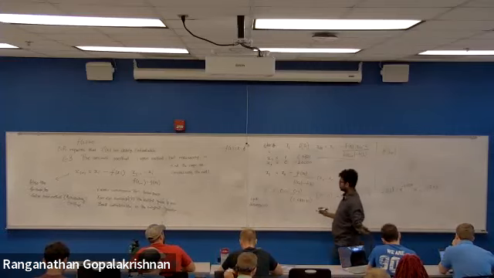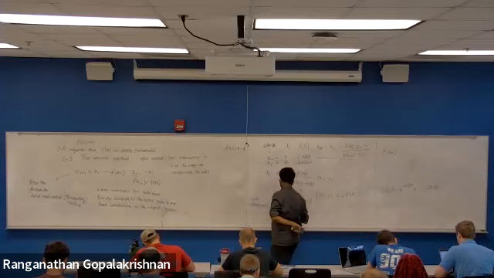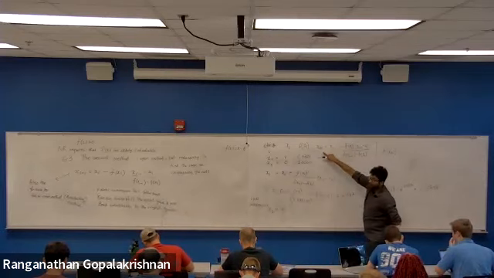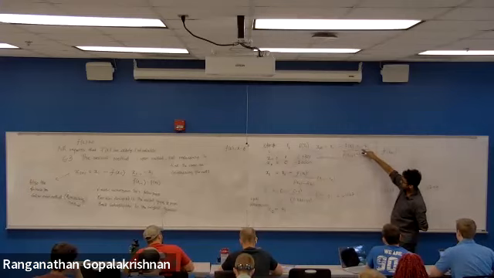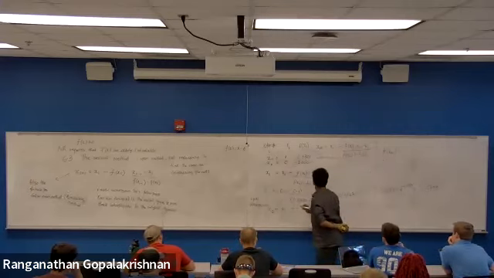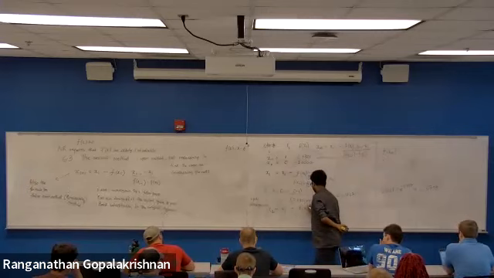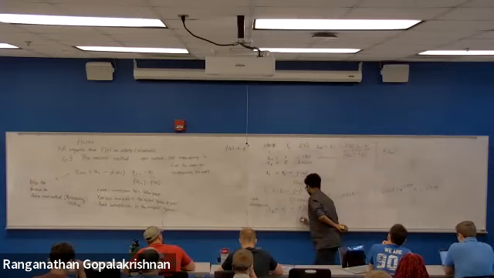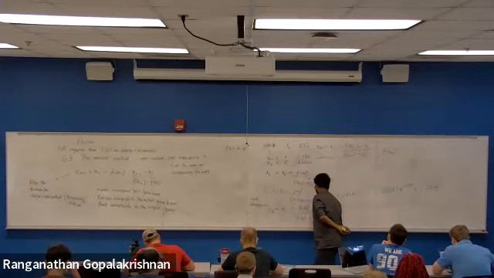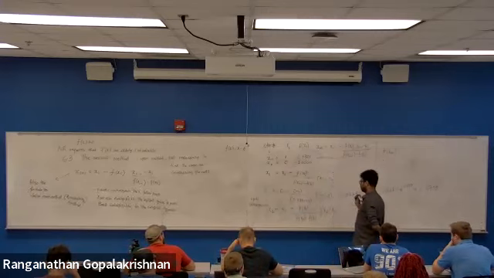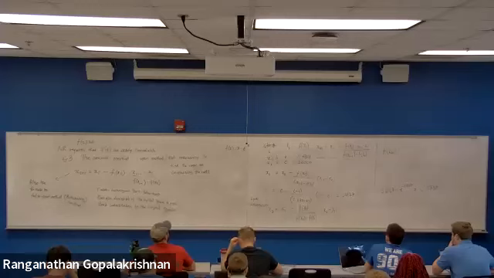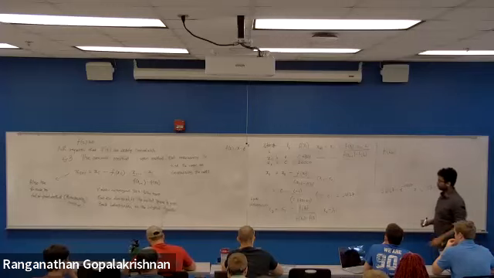Now compute x2. What will be x2? x2 will depend on x1, and it will also depend on x0. So that is going to be x1 minus f of x1 divided by f of x0 minus f of x1, times x0 minus x1. I'm going to pull up my Excel sheet.